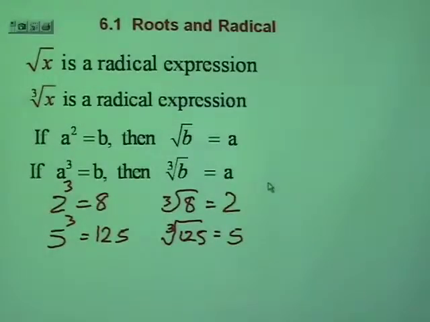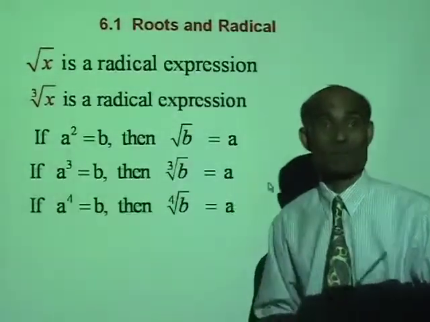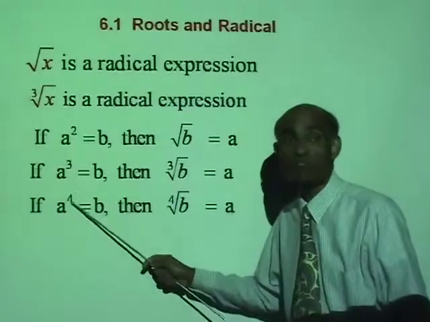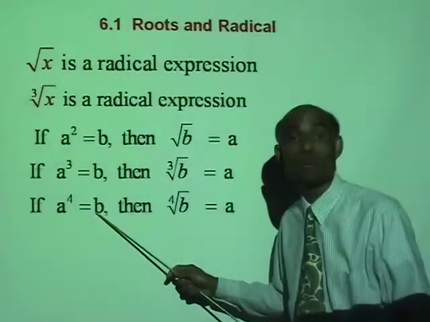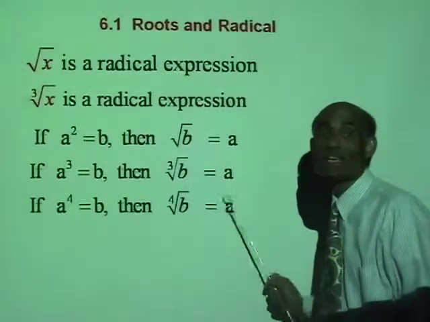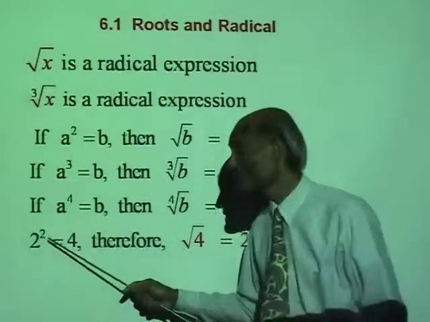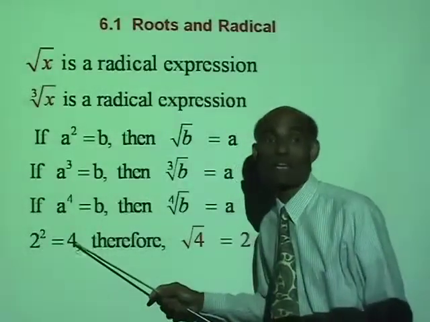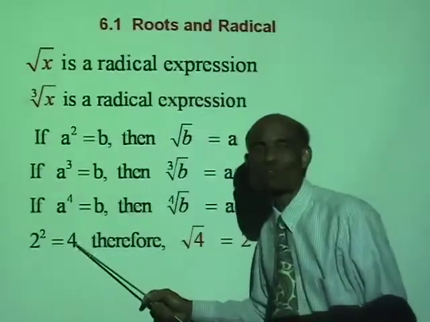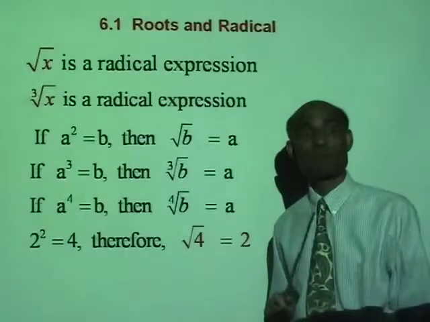Okay, so the idea of square root, cube root must be familiar to you. In the same way, if a to the power of 4 equal to b, then the fourth root of b equal to a. Alright? Look at this now. 2 squared equal to 4. Therefore, what is the square root of 4? Square root of 4 equal to 2.